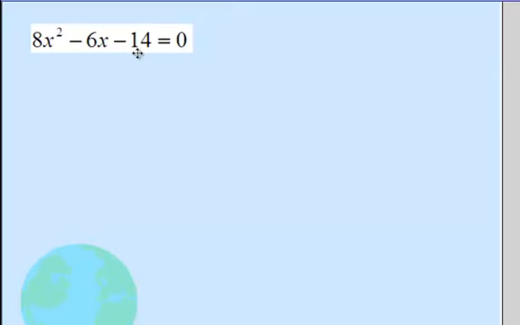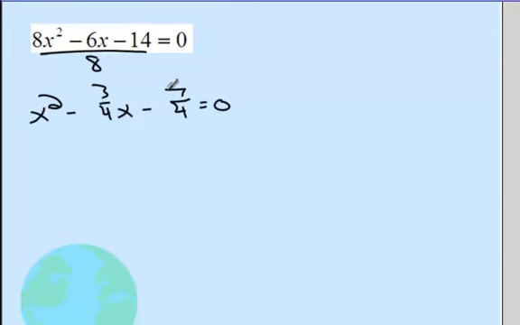Is this one that we would want to try complete the square with? First thing I'd have to do is divide by 8. X squared minus 3/4 x minus 7/4 equals 0. Does this look like something you want to do? Or would you want to factor it and see, or at least see if it is factorable?